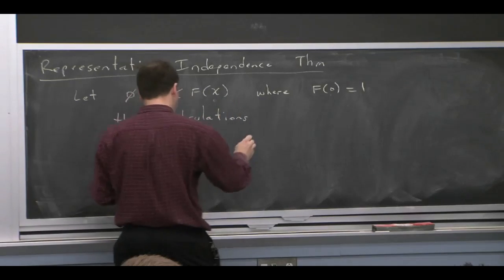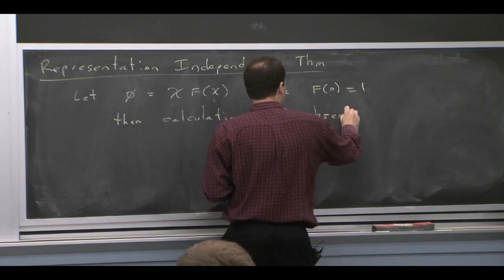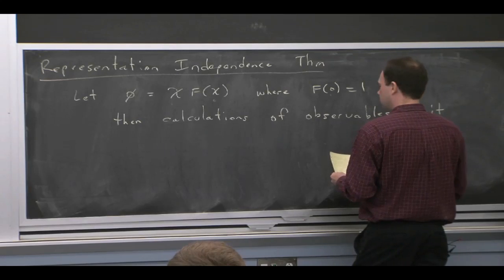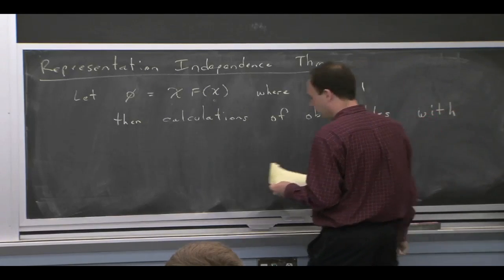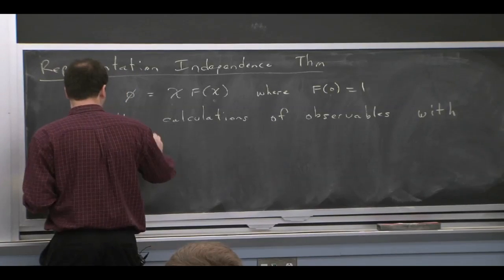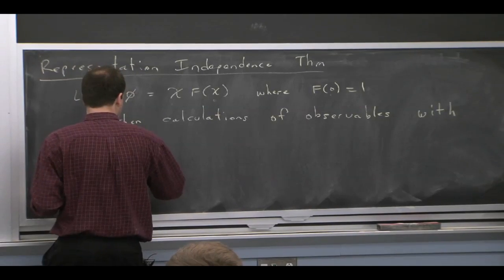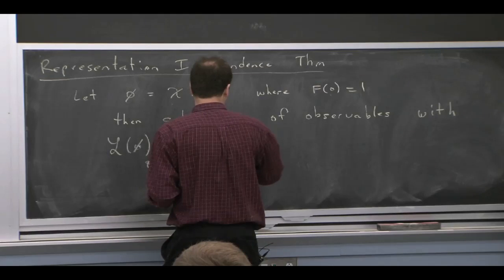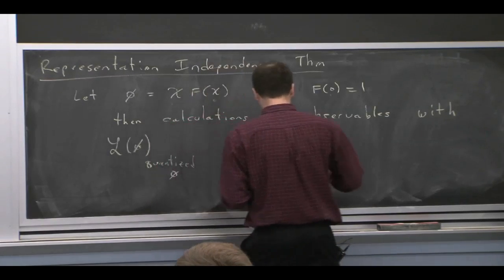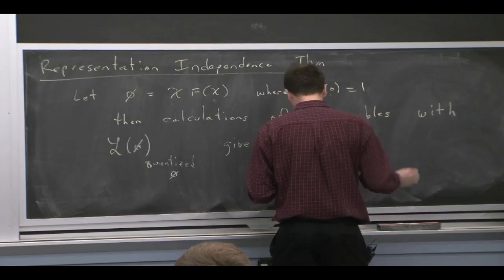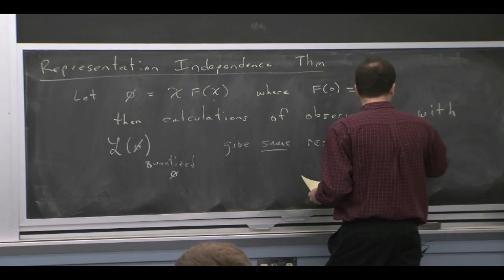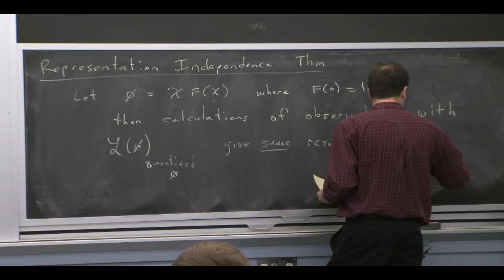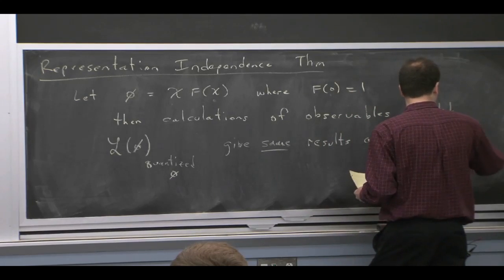So if that's true, the statement of this theorem is that observables, calculations of observables that are done with phi, or the Lagrangian that's made of phi, and what that really means is that I've quantized phi, will give the same results as those with a Lagrangian where I quantize chi, where I construct that Lagrangian by just making this change of variables.